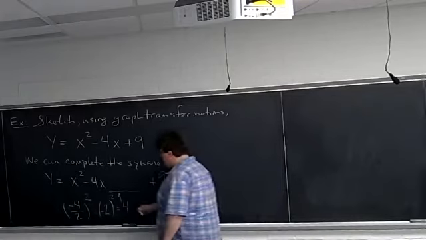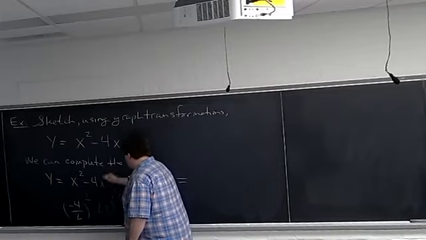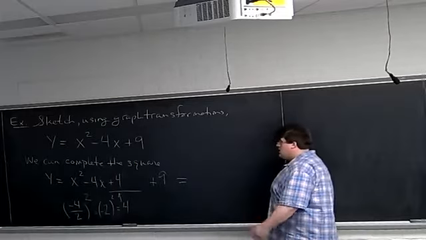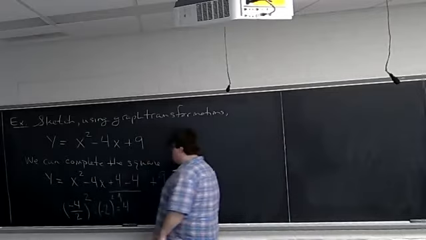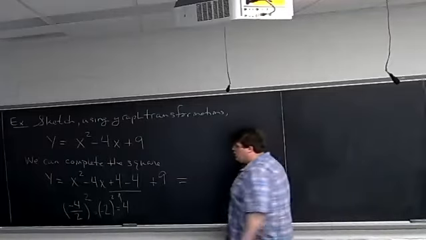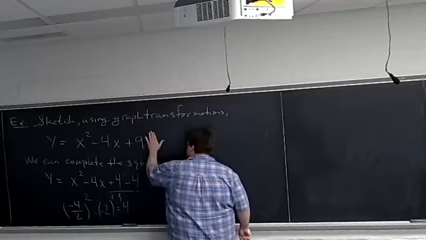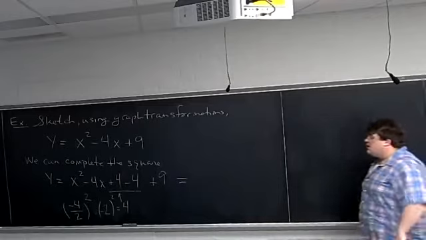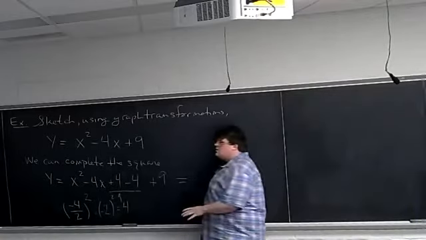And what are we going to do with that? We're going to take this number, 4, and add it. We can't change the function, so if we add it, we also need to subtract it. Right now, what's underlined adds to 0, so this equation is the same as the equation we started with. Any questions about finding that 4?